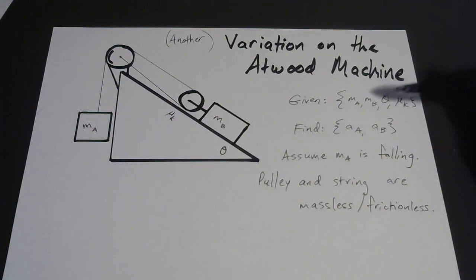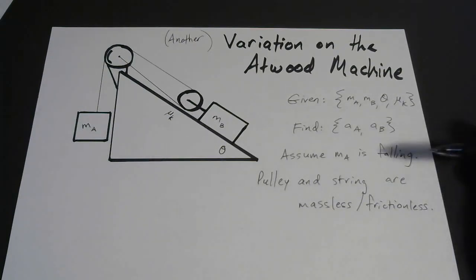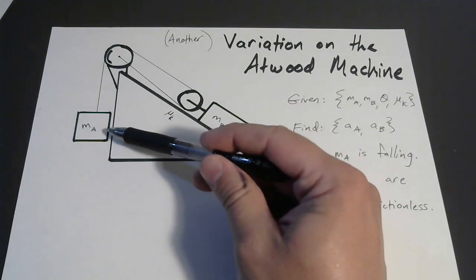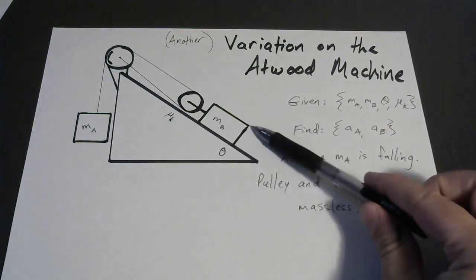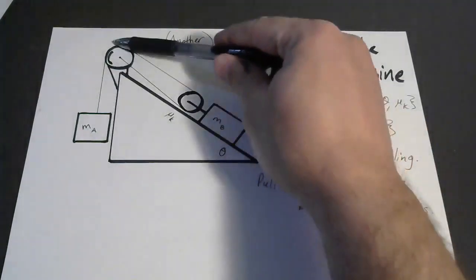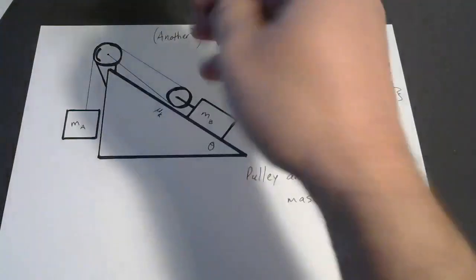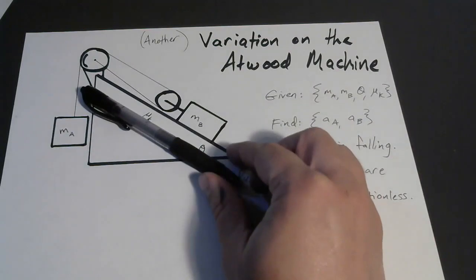Suppose that we're given the value of each mass. We also know how steep the ramp is, and we know the coefficient of kinetic friction between this block and the ramp. And it does matter which direction mass A is moving. If mass A were moving down, that would imply that mass B is moving up the ramp, because we're going to pretend that the string can't stretch. If mass B is moving up the ramp, then the kinetic friction would have to oppose the motion of mass B, and it would point down the ramp.